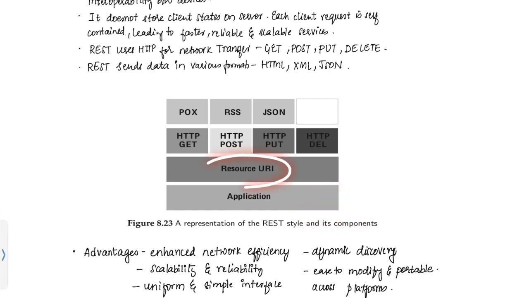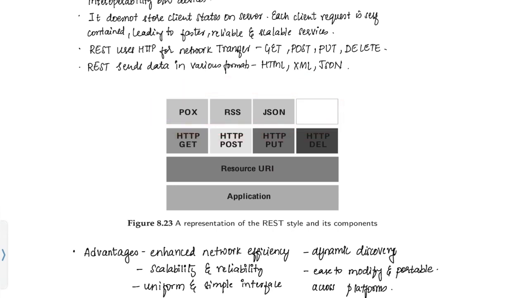Then we have resource URI. Resource URI is uniquely identifying the resource, unique resource identifier. This will act like an address for accessing a specific data or a specific functionality. Then here we have the HTTP methods. So GET, POST, PUT, DELETE. We have discussed this. Then we have different formats here.